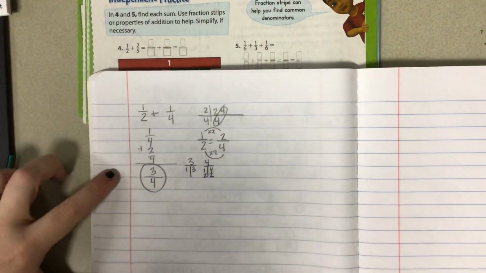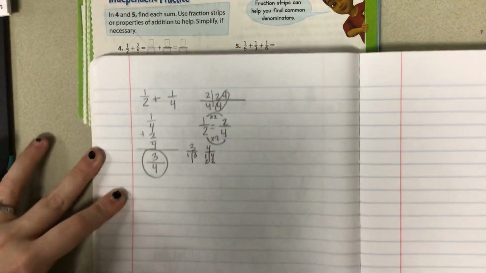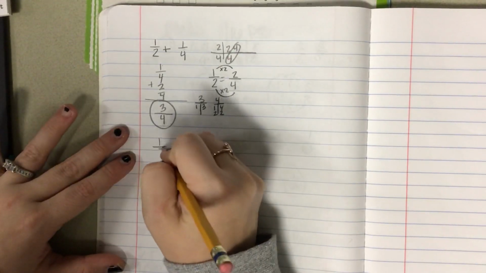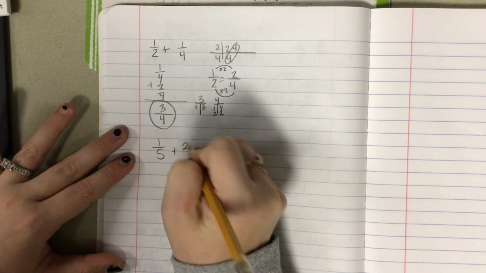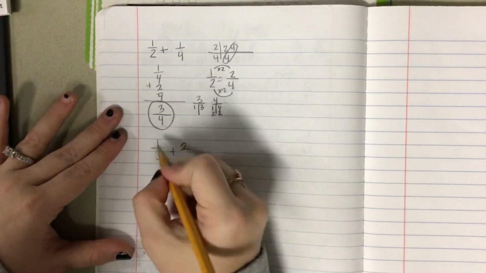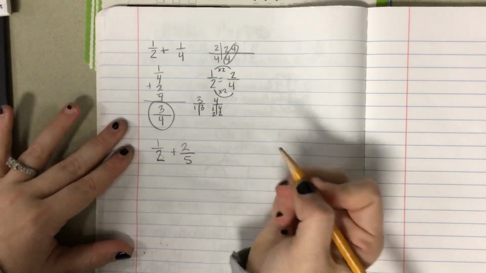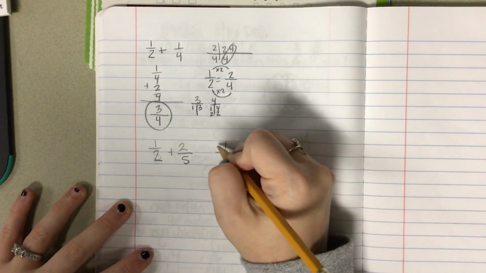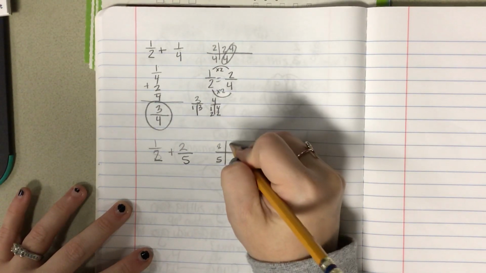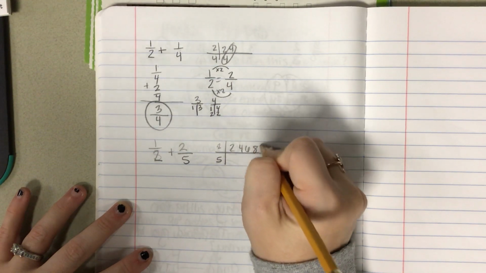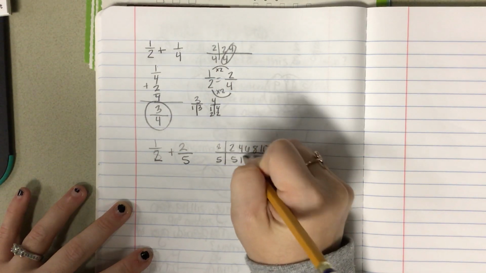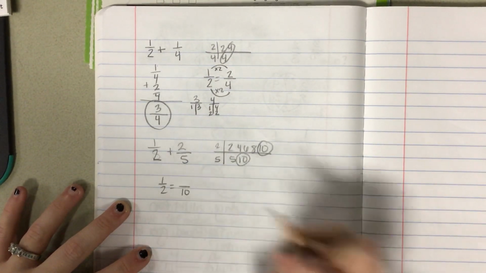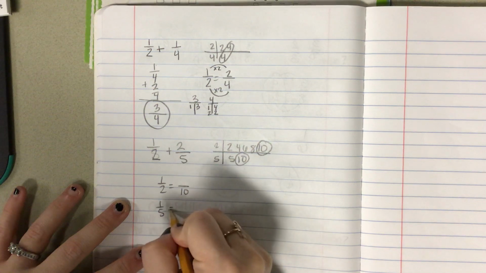We have 1/2 and 2/5. I'm going to try to scoot it up just a little bit. I'll rewrite it, so don't worry. So we have 1/2 plus 2/5, or 2 out of 5. We're going to make our chart, and we have 2 and 5. So we have 2, 4, 6, 8, 10, and 5, 10. So 10 and 10 are going to be the same. I want my 1/2 to turn into tenths, and I want my 1/5 to turn into tenths.